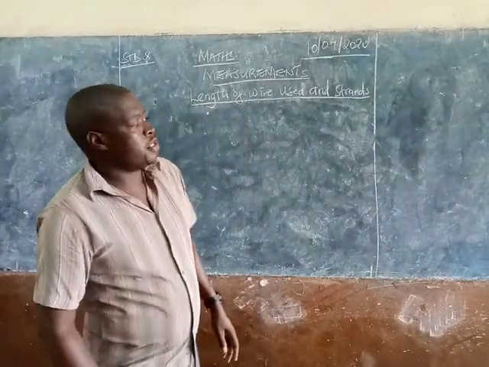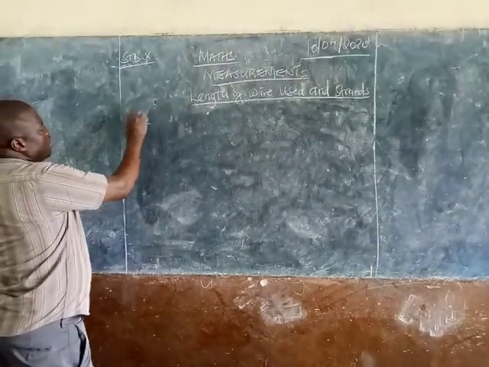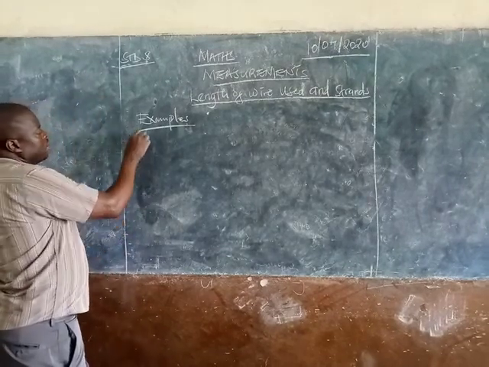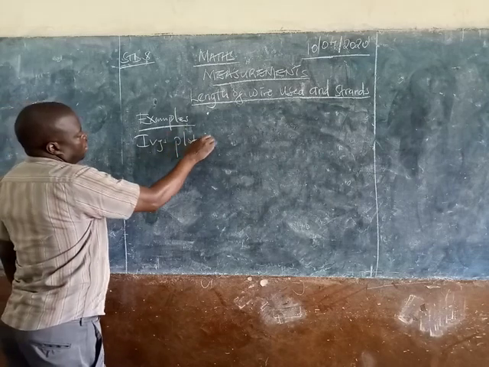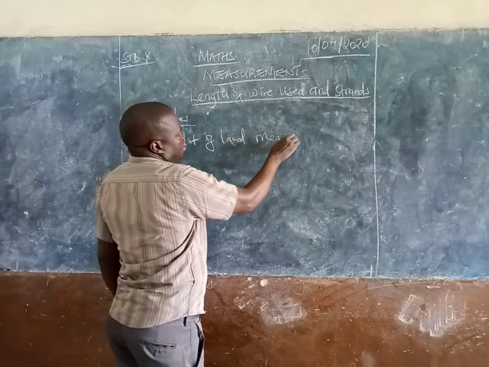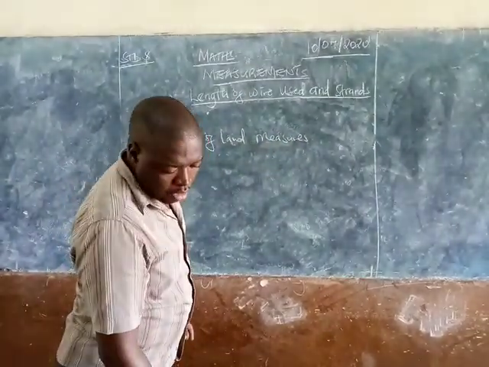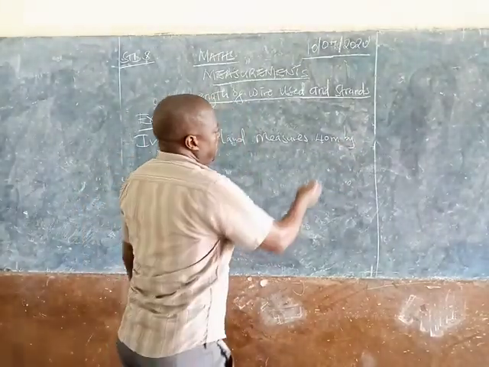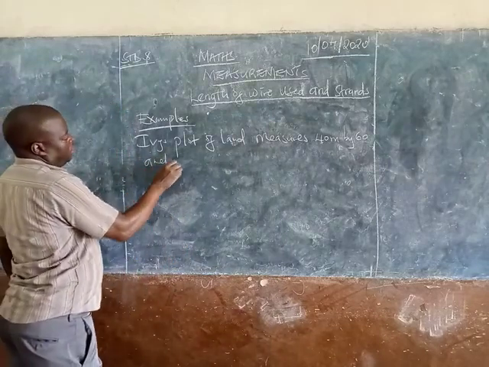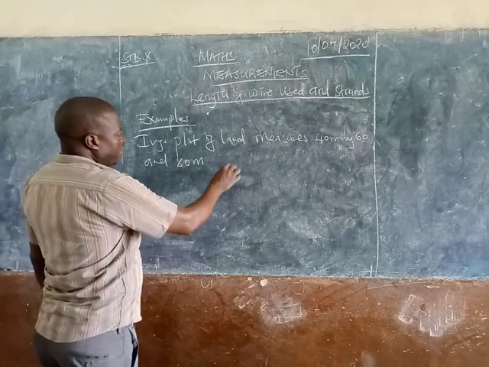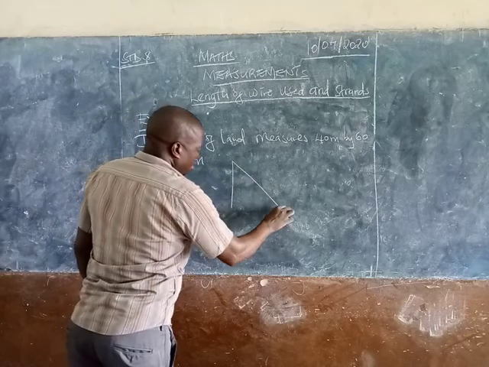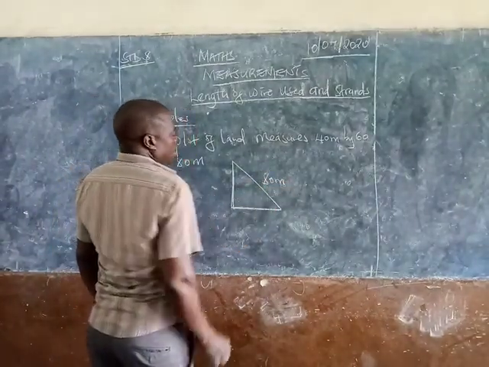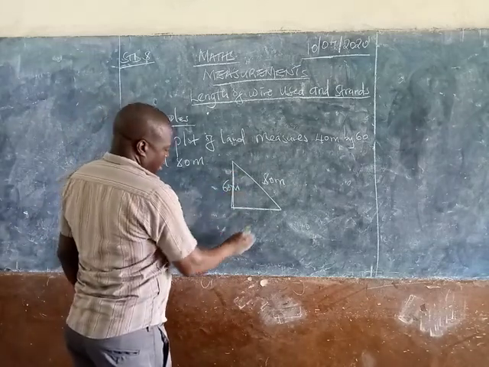Example one. Ivy's triangular garden measures, so let's go to examples first. Ivy is the name of a person. Ivy's plot of land measures, it is triangular and it measures 40 meters by 60 meters and 80 meters. So we are going to sketch this plot of land. It is a triangle, so let's assume it is somehow like a right angle triangle. Let's give this one to be 80 meters, and of course, we have the 60 meters and the 40 meters.